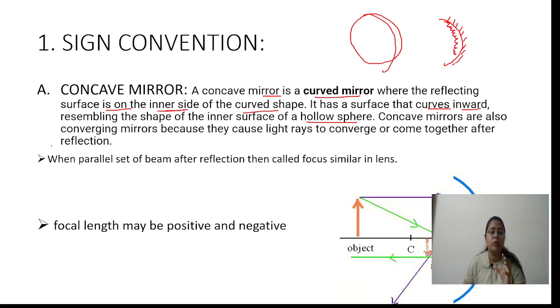The concave mirror is also called the converging mirror, and the convex mirror is called the diverging mirror. Similarly, vice versa, it is reversed when we study convex and concave mirrors. The reason is that the light rays converge. In this you see the light rays all converge and come together after reflecting.